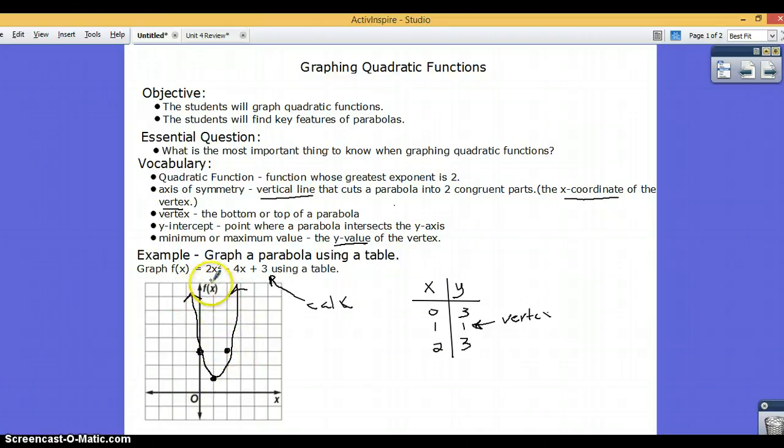Now, what is the most important part is that all parabolas have what we call an axis of symmetry, which means it cuts into two parts. So the key to this is that it's symmetric. There's one unit here, one unit there. So that question, what is the most important thing to know when graphing quadratic functions? That it's symmetric, because that will allow you to find other points as needed. Alright, so we're going to go over that with the next example.